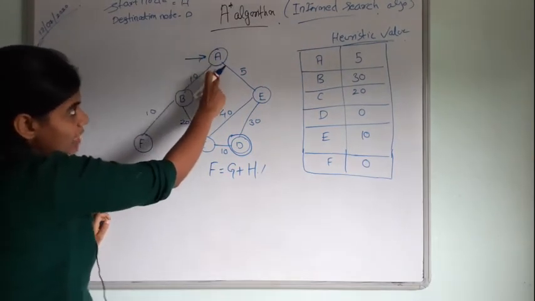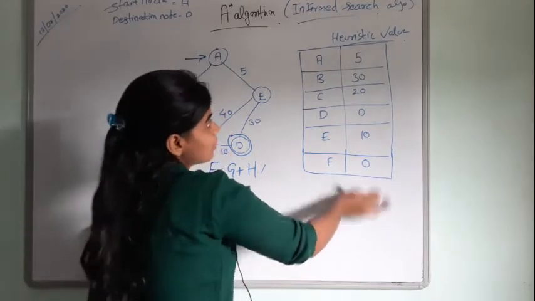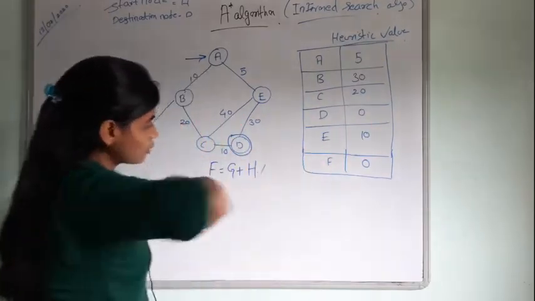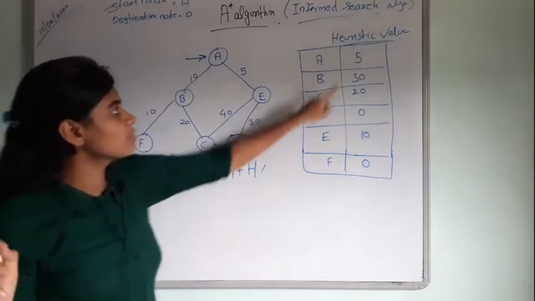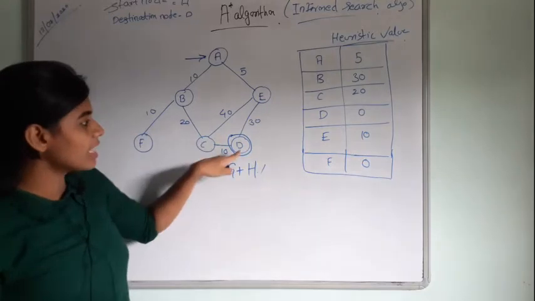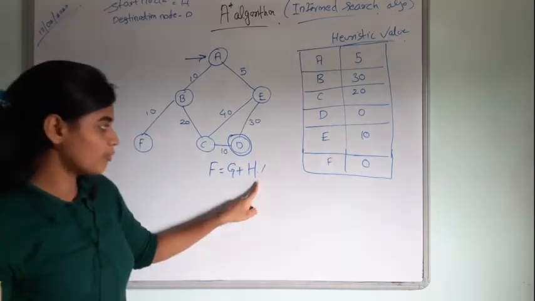Now I will come here: we have the start node A, so we start from A. Here there is one table you must consider. What's the table? It's the heuristic value table, because I told you the formula F is equal to G plus H, so the H value must be given. For example, D's H value is here 0, E's H value is here 10, that you have to put here.